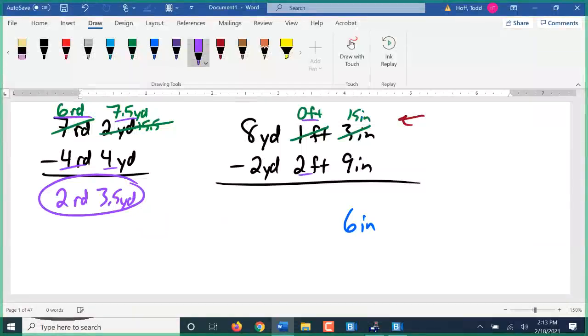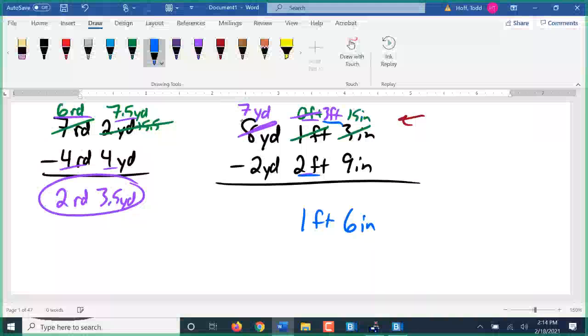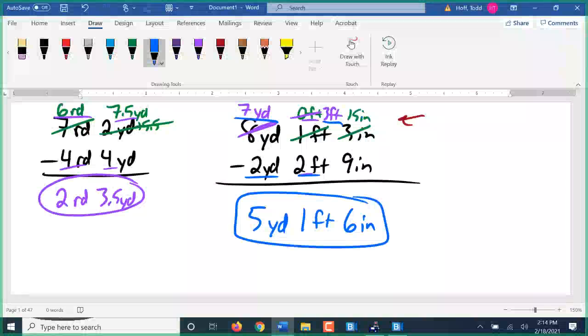Next, we got 0 feet minus 2 feet can't be done, so we're going to borrow from the 8 yards. That becomes 7 yards now. That 1 yard that we borrowed is 3 feet, so this is now 3 feet. 3 feet minus 2 feet is 1 foot. 7 yards minus 2 yards is 5 yards. So we get a difference there of 5 yards, 1 foot, 6 inches.